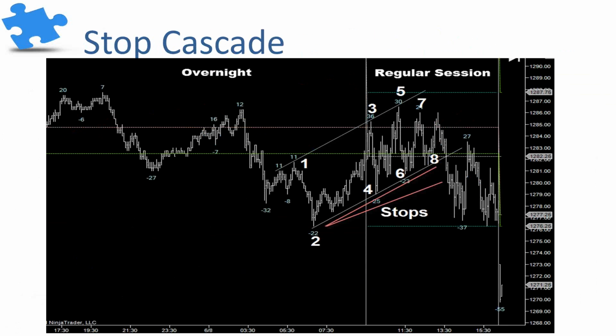Now, stops aren't always building horizontally. In this case, we've got the red triangle building diagonally up below the market. And we often get these cascades setting up. You should look for this into the open of the pit session on the S&P. The end of the overnight session often ends like this, with a market that's gradually rising, making higher highs and higher lows.